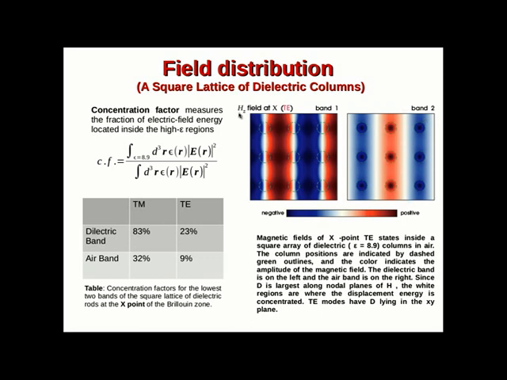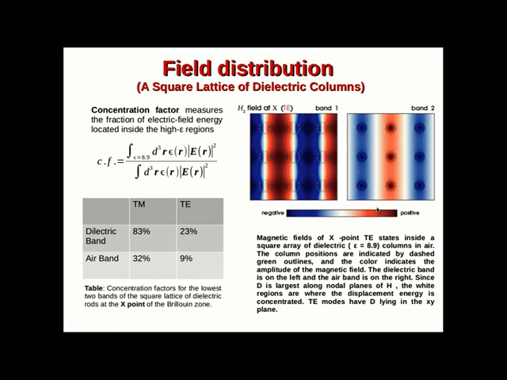This field contour plot, or this color contour plot, is for H field, not for D field. D field is obtained by paying attention at the nodes of the H field. If you see, you can see that these white regions are the nodes of the H field, and the locations of the nodes of the H field is the location of maximum in the D field. So you can see that D field in this case is passing through the rods in case of band 1, and D field in case of band 2 is present in the air region.